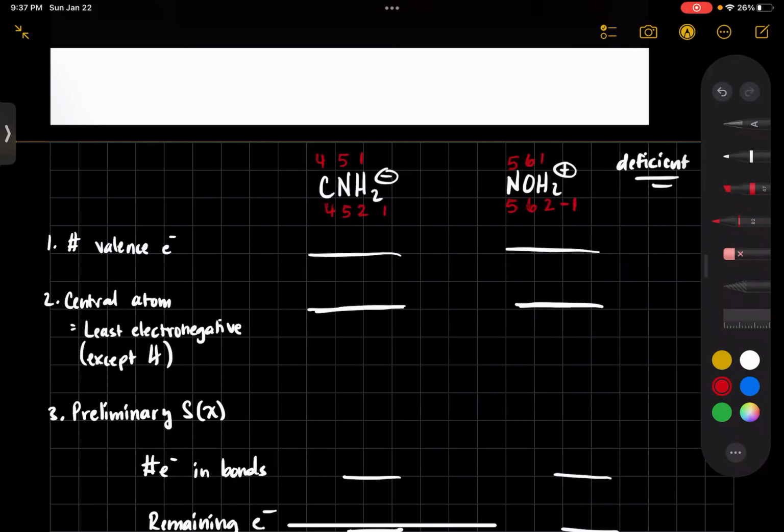Counting the total number of electrons, I have 4 plus 5 plus 2 plus 1, which gives me a total of 12 electrons. And here, 5 plus 6 plus 2 equals 13, minus 1 also gives me 12 electrons. So both of these structures have 12 valence electrons total. So I can write down 12 here, and 12 here.